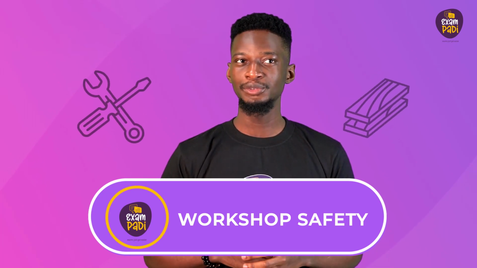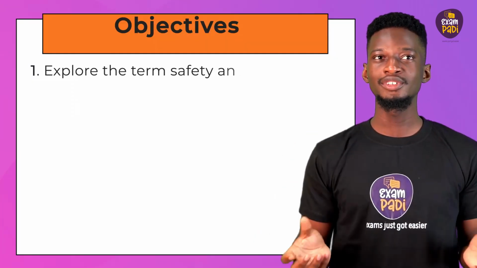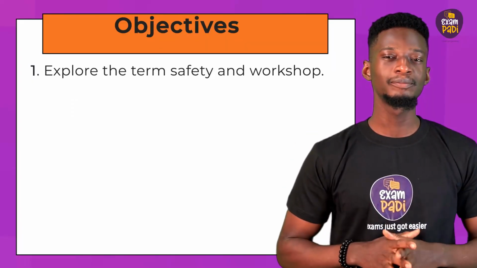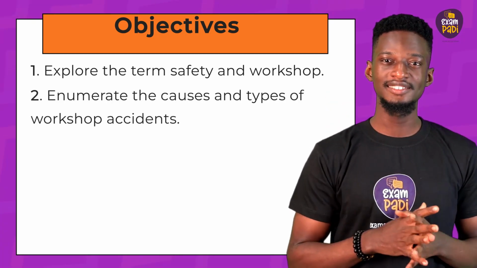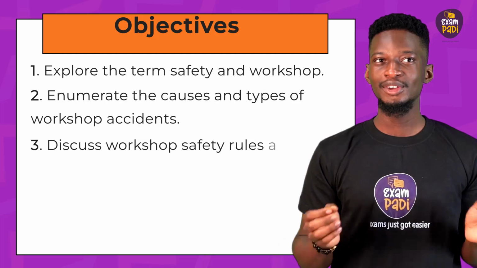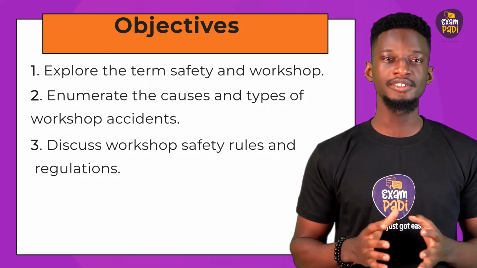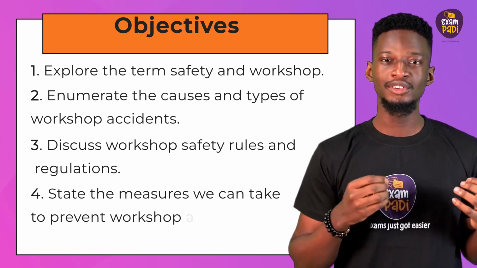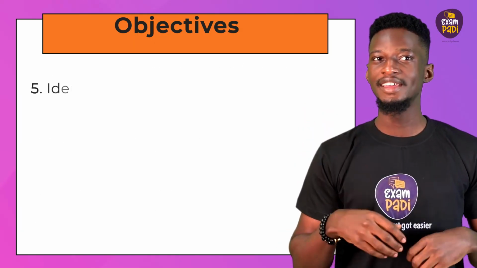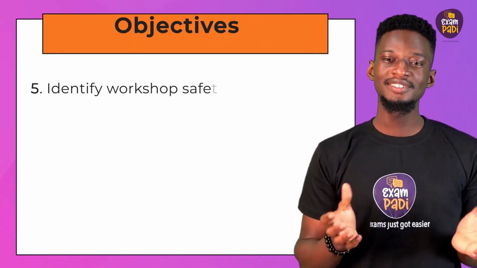In this video we will: 1. Explore the terms safety and workshop. 2. Enumerate the causes and types of workshop accidents. 3. Discuss workshop safety rules and regulations. 4. State the measures we can take to prevent workshop accidents. And 5. Identify workshop safety devices.